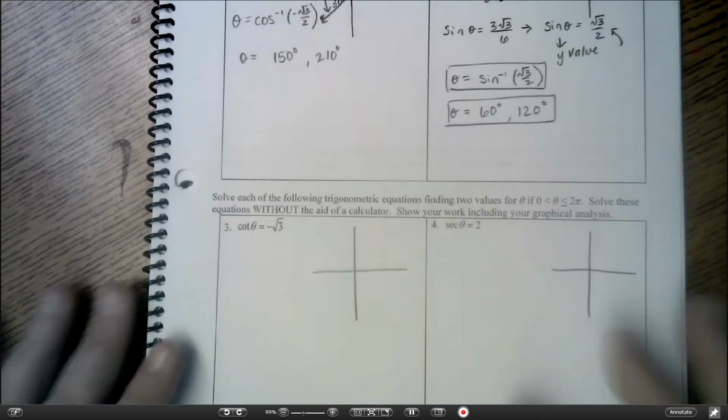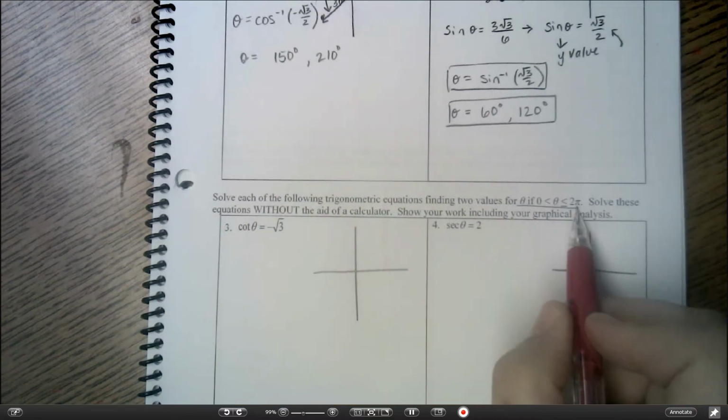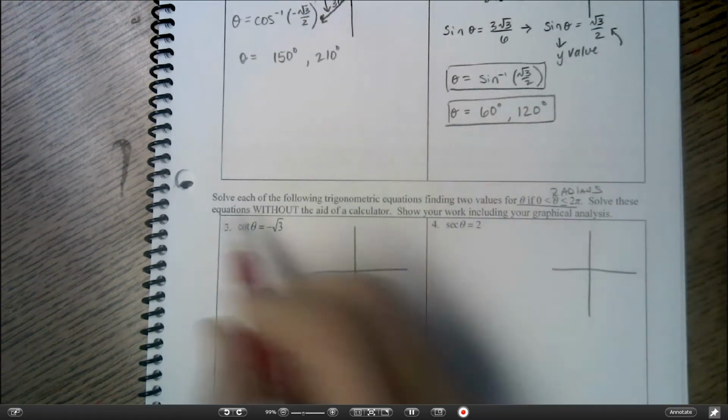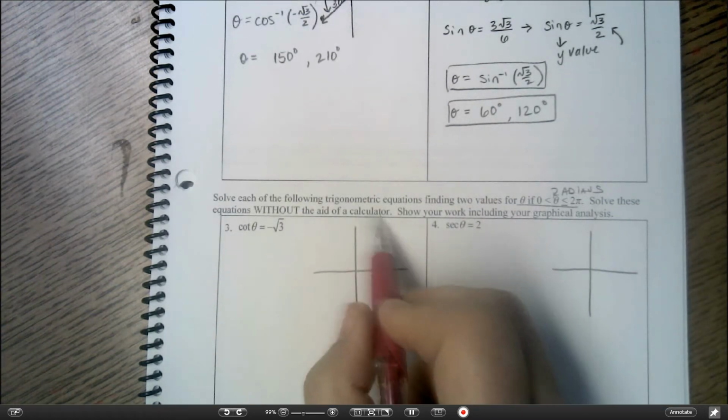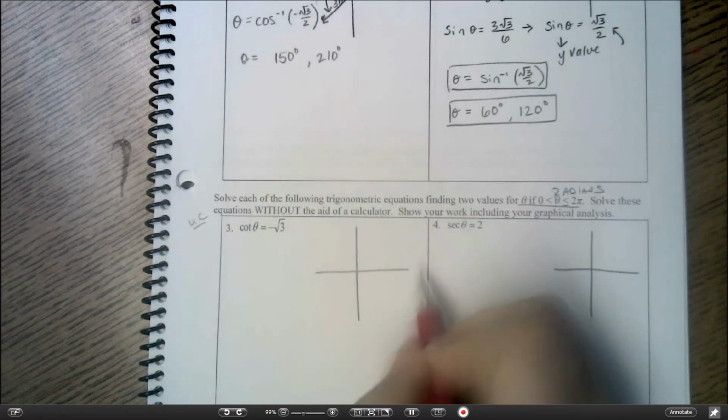All right, number 3, cotangent. It says solve each of the following, finding two values between 0 and 2 pi. So that means we're in radians. Solve these without the aid of a calculator, which means we need our unit circle. All right, and we also have our graphical analysis.